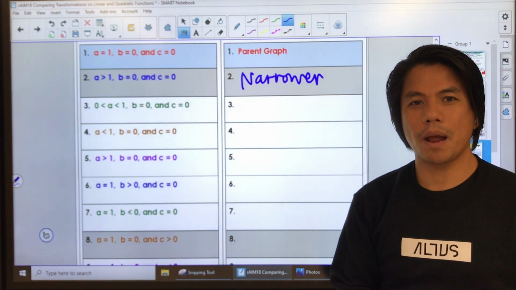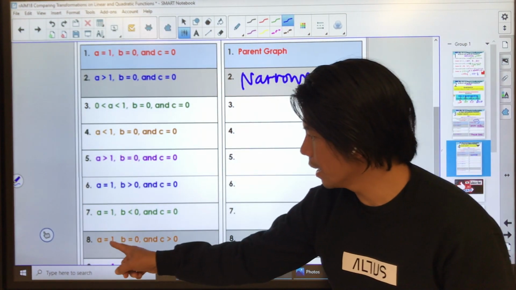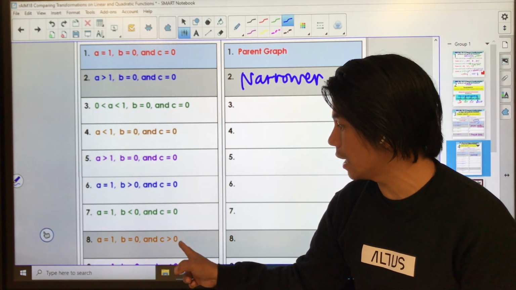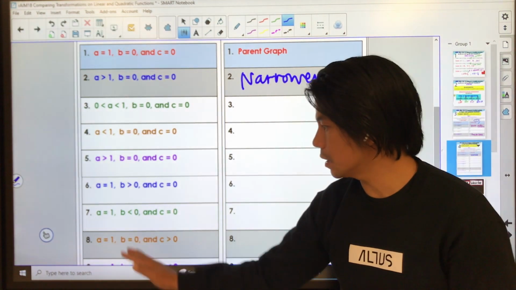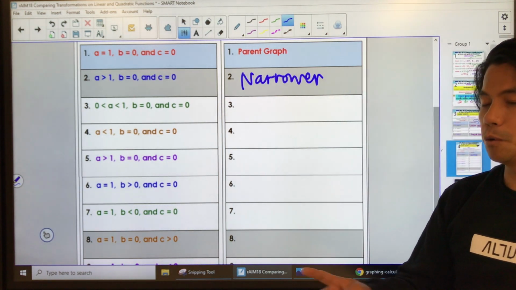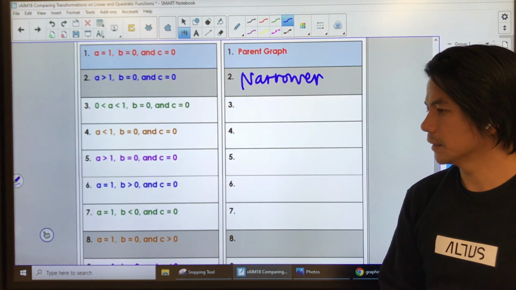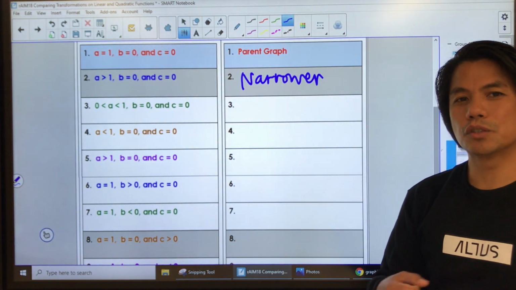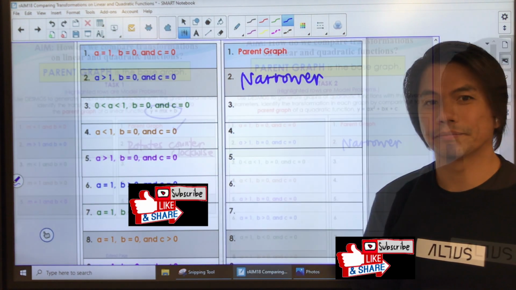Now it's your turn to practice. Go ahead and complete number 8. A is equal to 1, b is equal to 0, and c is greater than 0. So those are the parameters of the new parabola. Be sure to pause your video while you're doing it. Come back to check your answer when you're done.